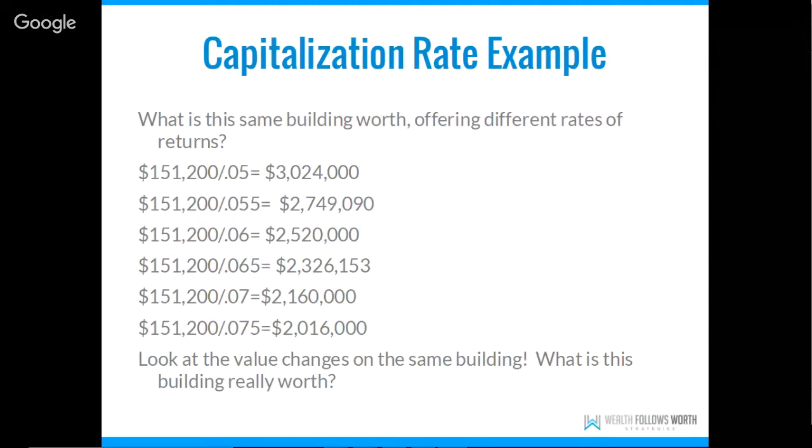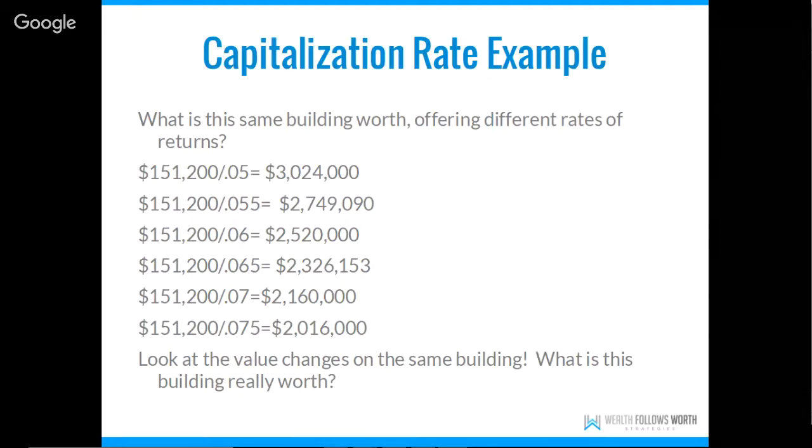So fantastic little exercise there in seeing what it does to your sales price if you go from offering a lower rate of return up to a higher rate of return. So every good seller is going to want to sell at a low cap rate, and every good buyer is going to want to buy at a high cap rate. And then you can kind of fluctuate in between.